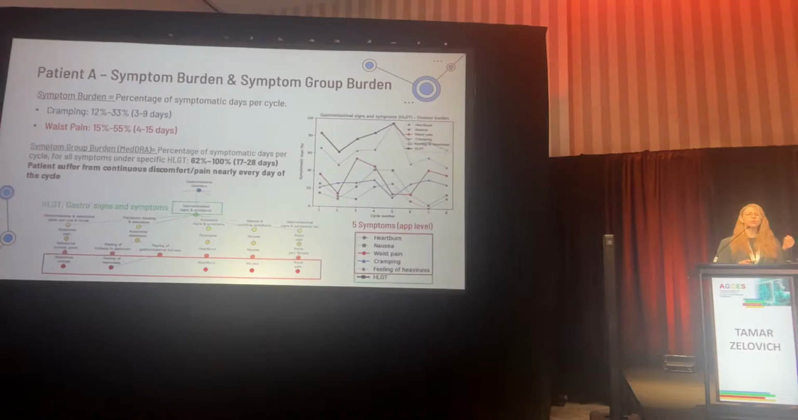But if you're going to look at symptom group burden, going back to the METRA, now we see that all 5 of them are part of the gastrointestinal symptom group. This is the black line. And the way we define it is the percentage of symptomatic days per cycle from all symptoms under the group. And here we see that it's 62 to 100% symptomatic days, meaning the patient is suffering from pain or discomfort almost every day of the cycle. So this is a completely different way to look at it, per symptom or per group.